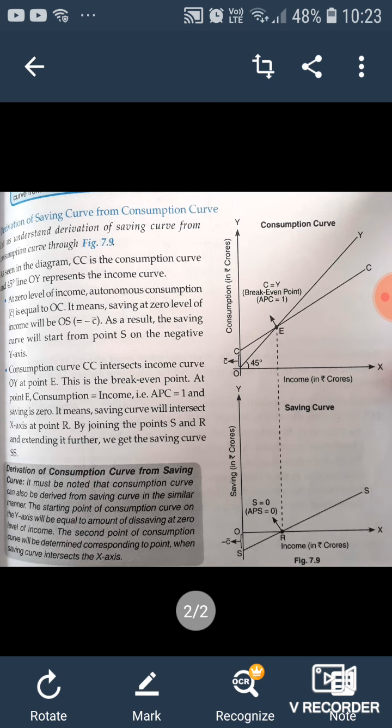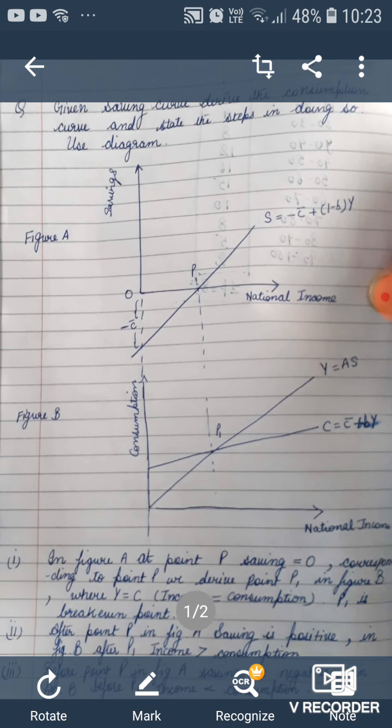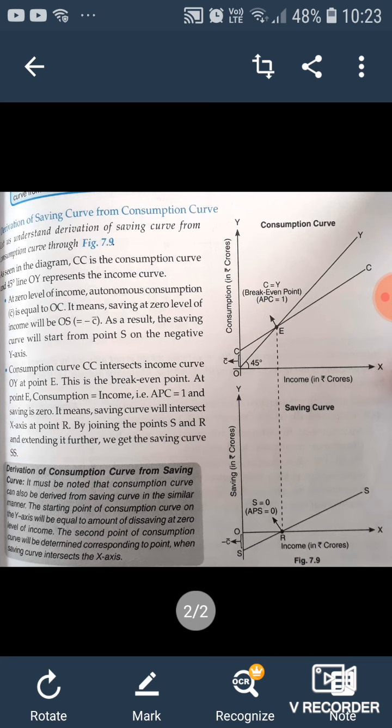At point 3, before equilibrium, consumption is more than income in figure A, but in case of figure B, what is there? Saving is 0 before the point R. So saving is negative actually. After 0 it is negative. So we will just use the same pattern of answering the questions. We will write the steps just like this, and we will use the figures, and we will do these questions in exam if we are asked with the derivation of consumption curve or with the derivation of the saving curve. We will use it like this.